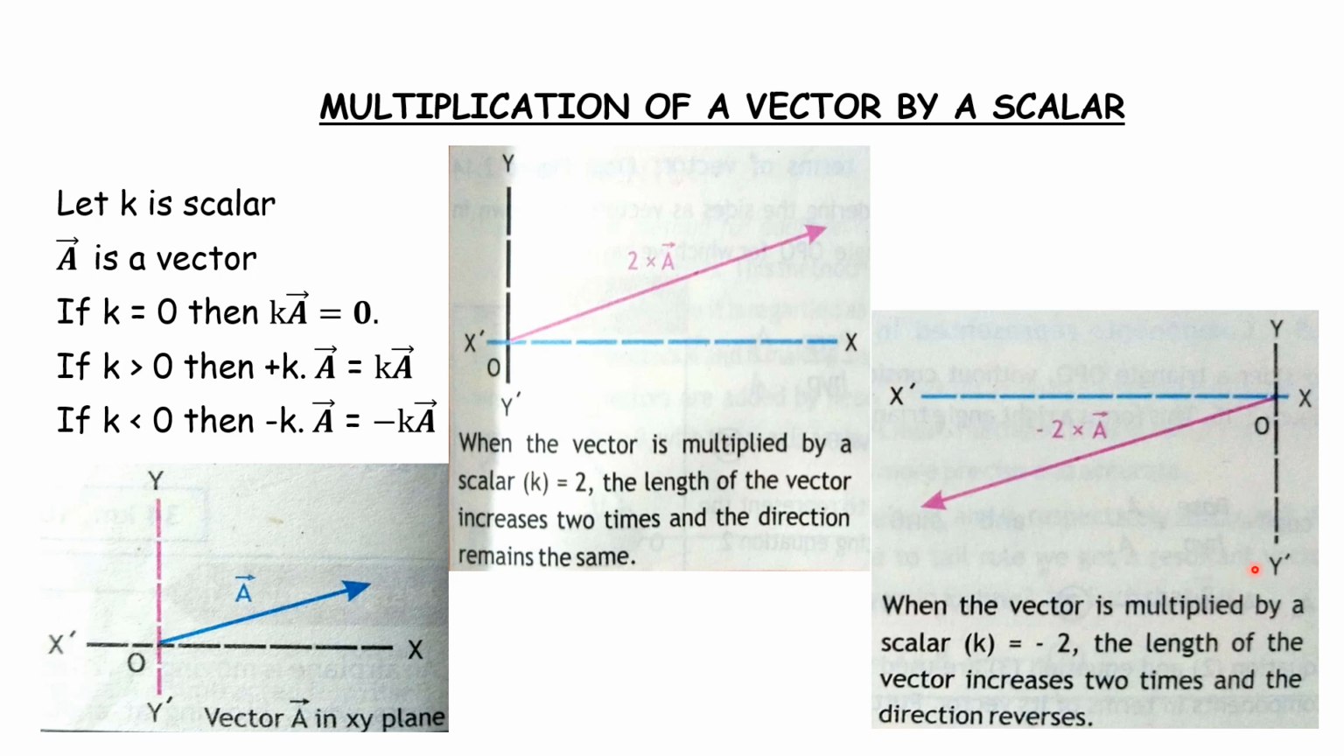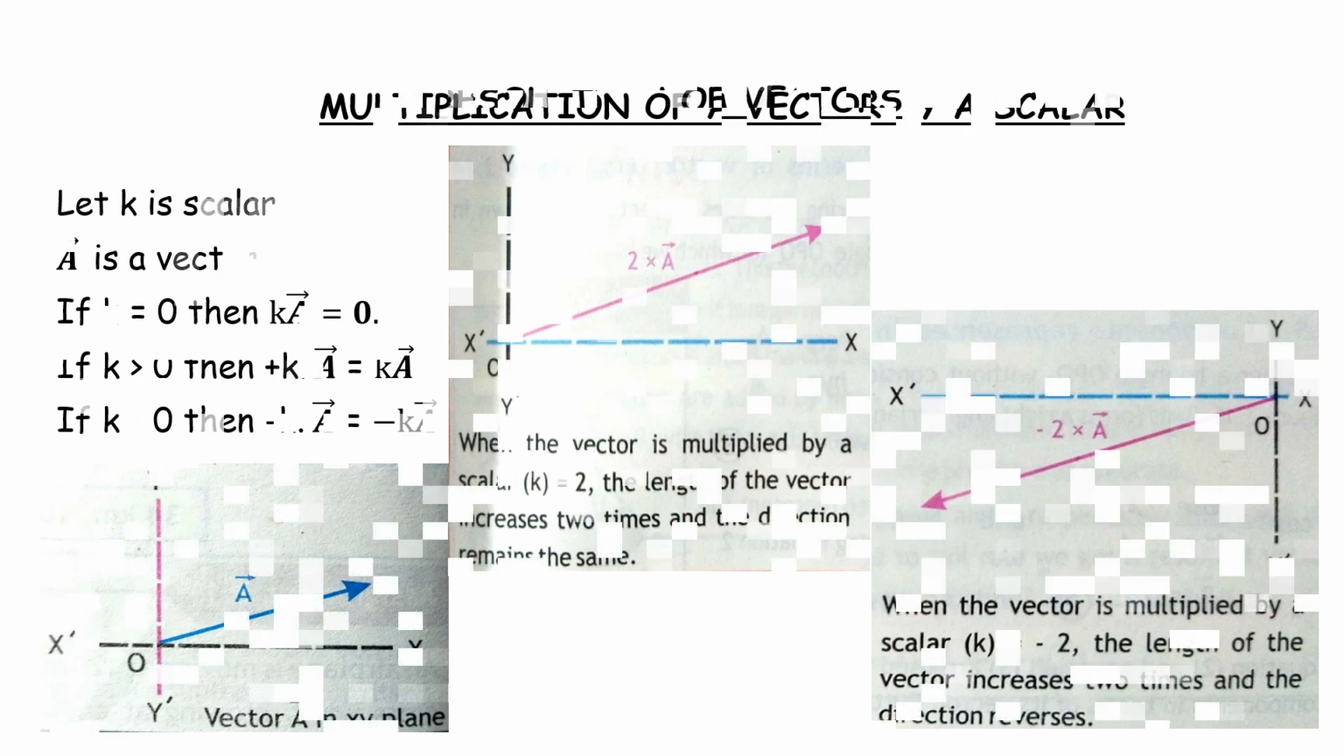It means x dash and y dash. We know that we have 4 quadrants, 1, 2, 3, 4. The first quadrant has positive x-axis and y-axis, and the third quadrant has negative x and y-axis. So this is how we multiply a scalar by a vector. Just remember these 3 rules. When you have a positive scalar, the magnitude of that vector will be increased by that number and the direction will remain the same. But if you have a negative scalar, the magnitude will be increased by that number but the direction is reversed.